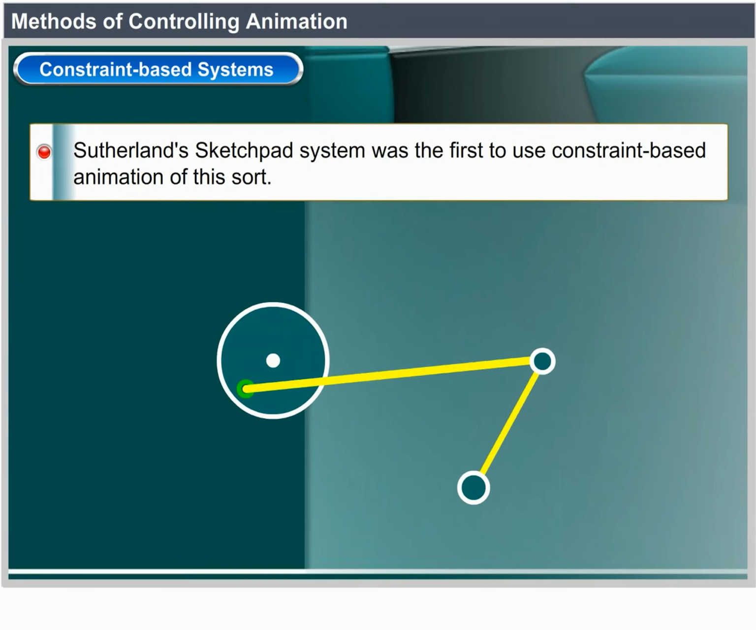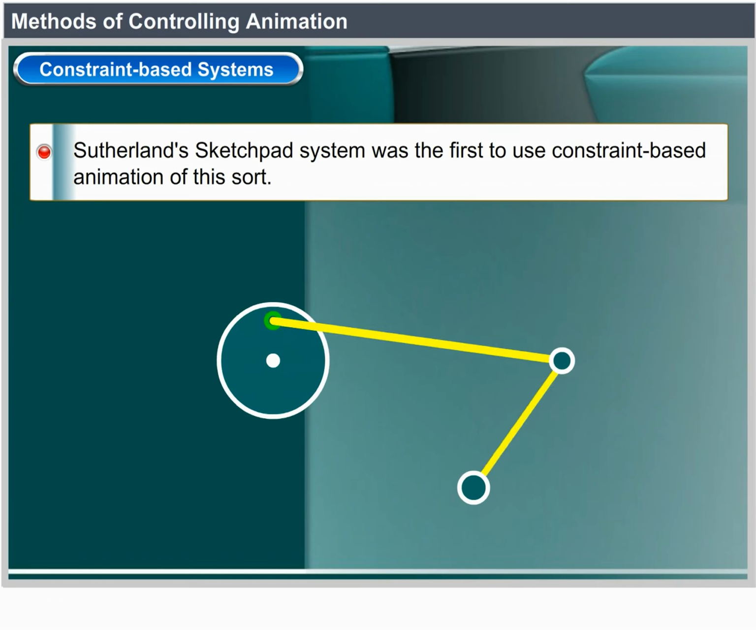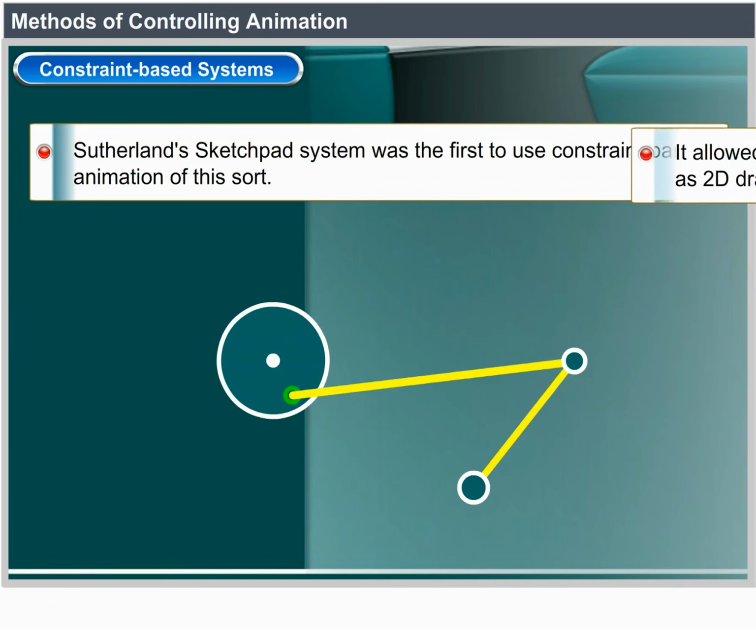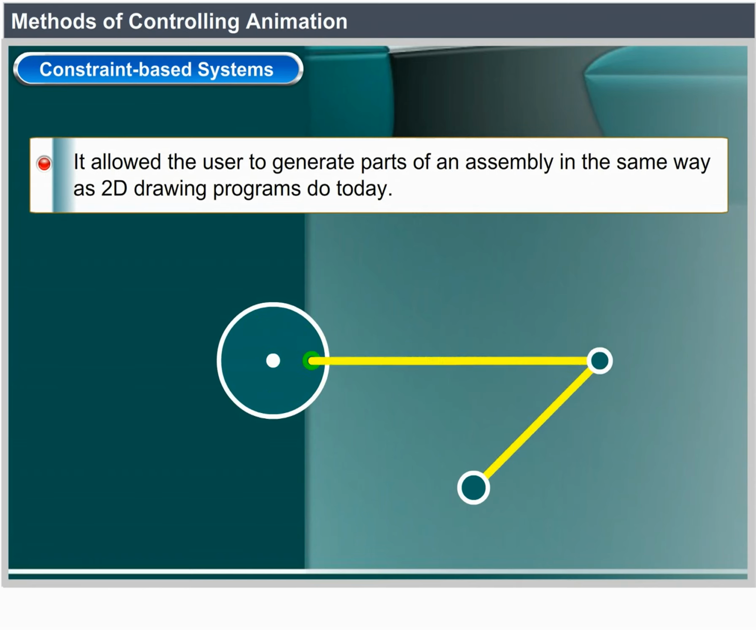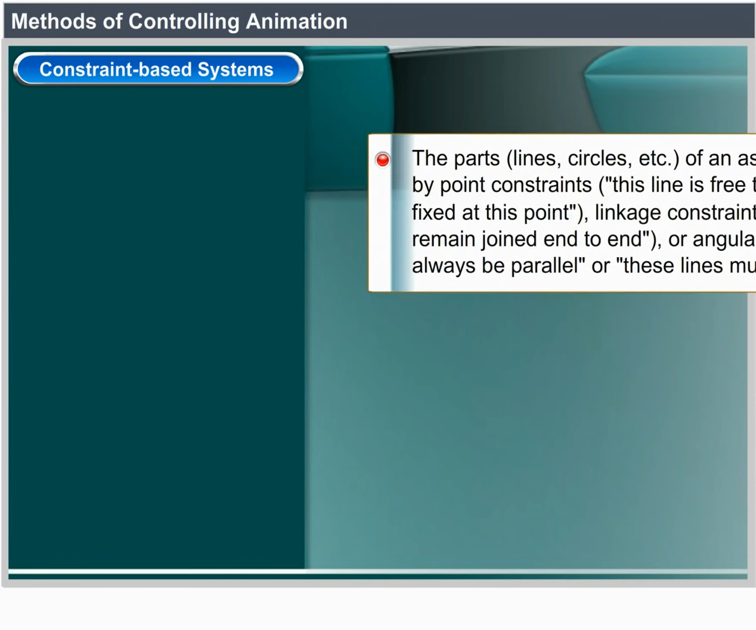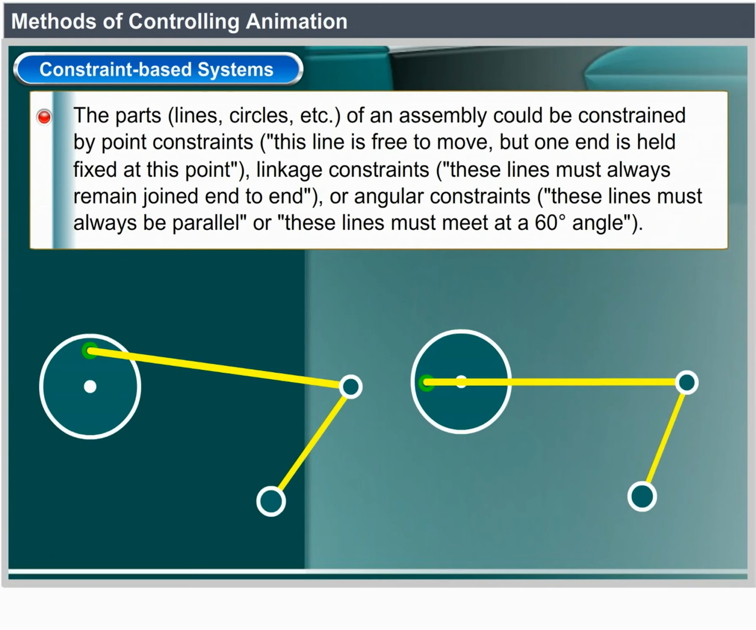Sutherland's Sketchpad system was the first to use constraint-based animation of this sort. It allowed the user to generate parts of an assembly in the same way as 2D drawing programs do today. The parts, that is, lines, circles, etc., of an assembly could be constrained by point constraints: this line is free to move, but one end is held fixed at this point. Linkage constraints: these lines must always remain joined end to end. Or angular constraints: these lines must always be parallel, or these lines must meet at a 60-degree angle.